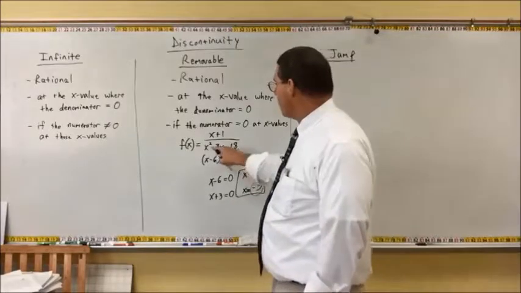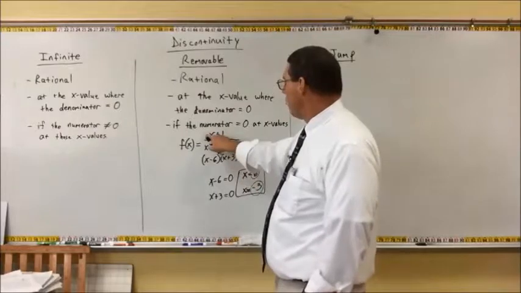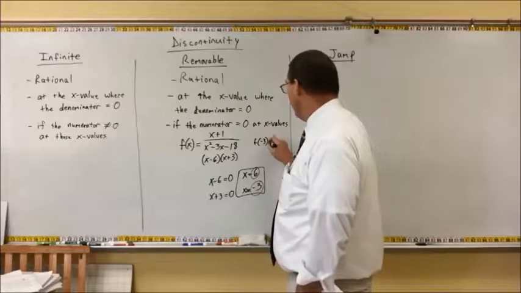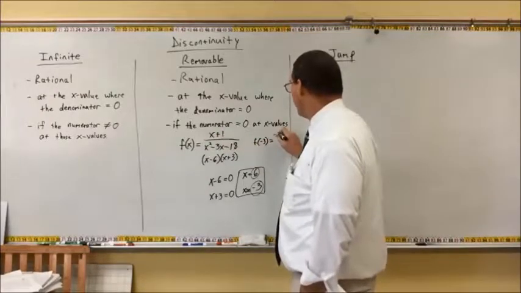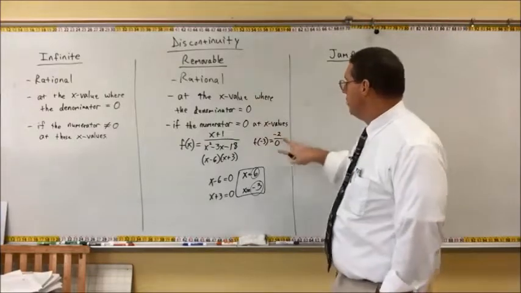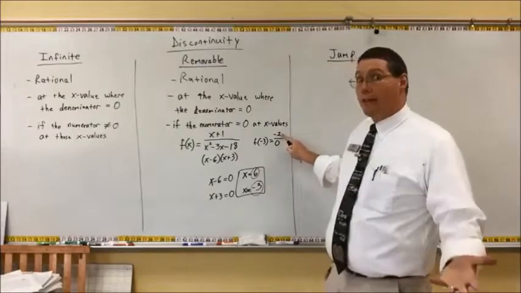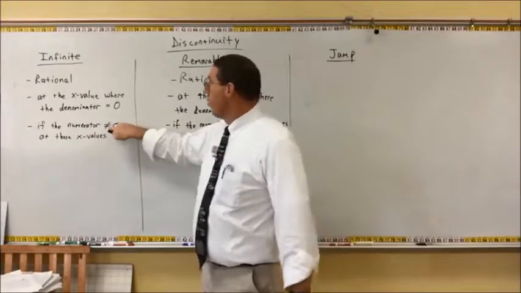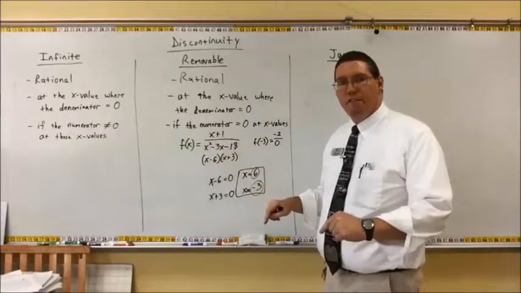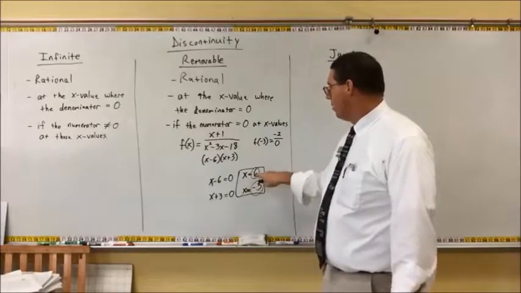So when I plug negative 3 in for x, I get 0 in the denominator. But when I plug negative 3 into the numerator, negative 3 plus 1, so f of negative 3 gives me negative 3 plus 1 is negative 2. I get negative 2 over 0. So is this a removable discontinuity or an infinite discontinuity? Well, the numerator is not 0. Not 0 means it's an infinite discontinuity. So this function, f of x, has an infinite discontinuity at x equals negative 3.